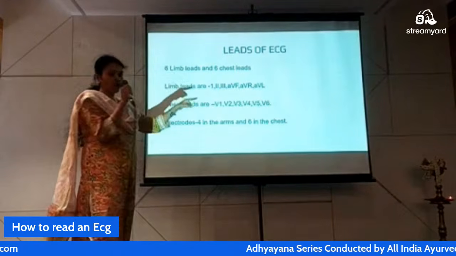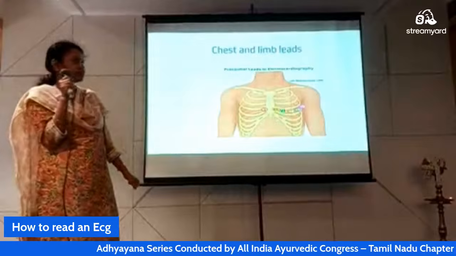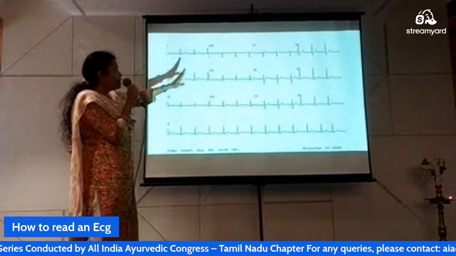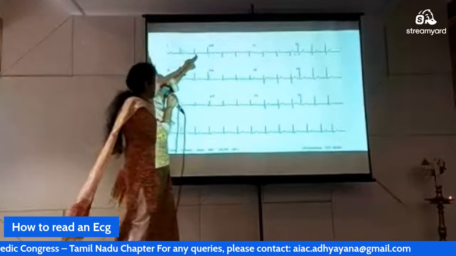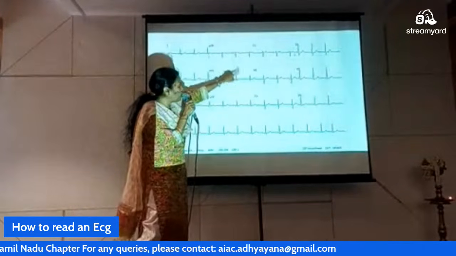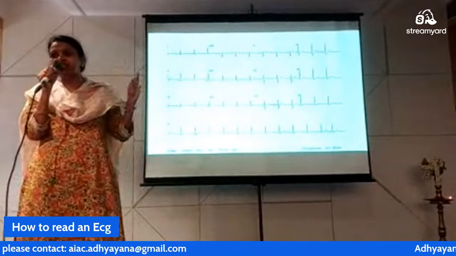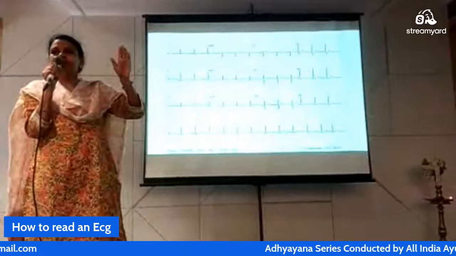Now on the next slide, please show me. So this is a normal ECG. This one I have named 1, 2, 3, aVR, aVL, aVF, and V1 to V6. This is the normal ECG, and these are called leads.